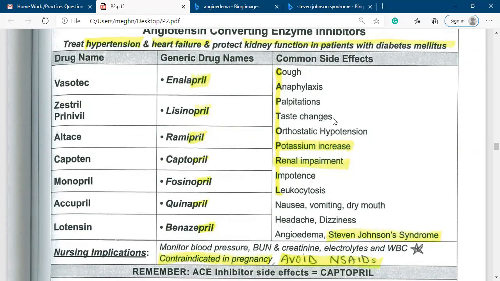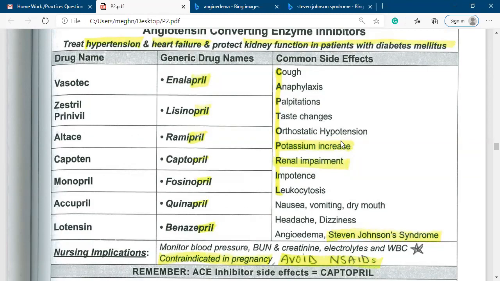Palpitation means increased heartbeat. Orthostatic hypotension or hypotension. I said antihypertensive medication's side effect is hypotension. Basically, orthostatic means when the patient changes posture, their blood pressure drops.